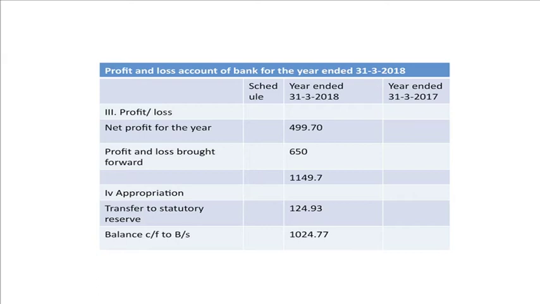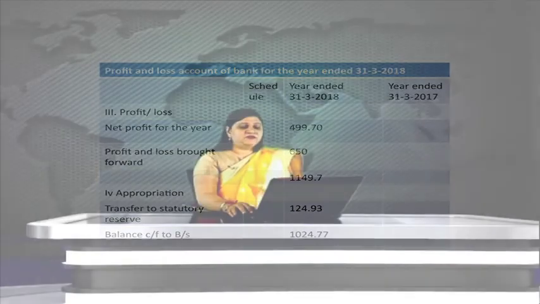We have transferred to statutory reserve. Statutory reserve is being transferred or appropriated from the annual profit at the rate of 25%. So, 25% of 499.70 is being transferred over here, and the balance is carried forward to the balance sheet, that is 1024.77. Now, this figure 1024.77 we have worked out. This figure will be placed in schedule 2 of the balance sheet.